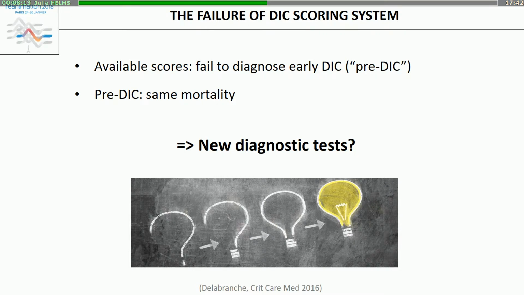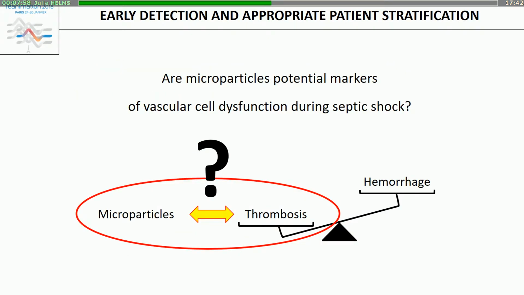So we have to find new diagnosis tests to identify these patients early and possibly to treat them before they develop overt DIC. And in Strasbourg, our team with Professor Meziani has now worked for nearly 10 years on vascular cell dysfunction in septic shock, and we have made the hypothesis that microparticles may be markers of this vascular cell dysfunction in septic shock-induced DIC. Microparticles are small vesicles that are emitted by all vascular activated cells.